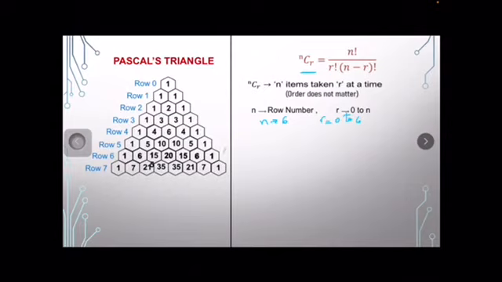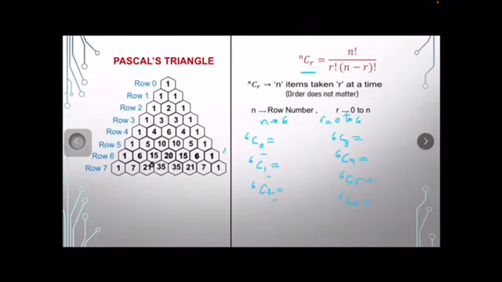So let's see here. You calculate 6C0, 6C1, 6C2, because r is 0 to 6. So these are our r's. So 6C3, 6C4, 6C5, and at last 6C6.